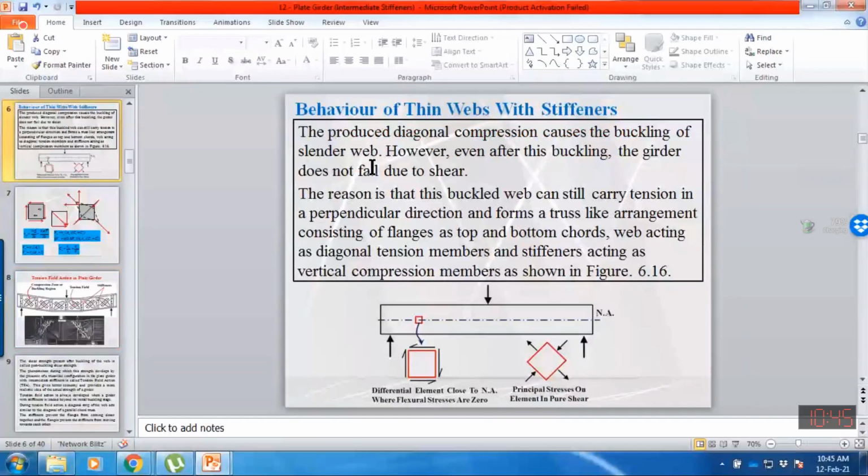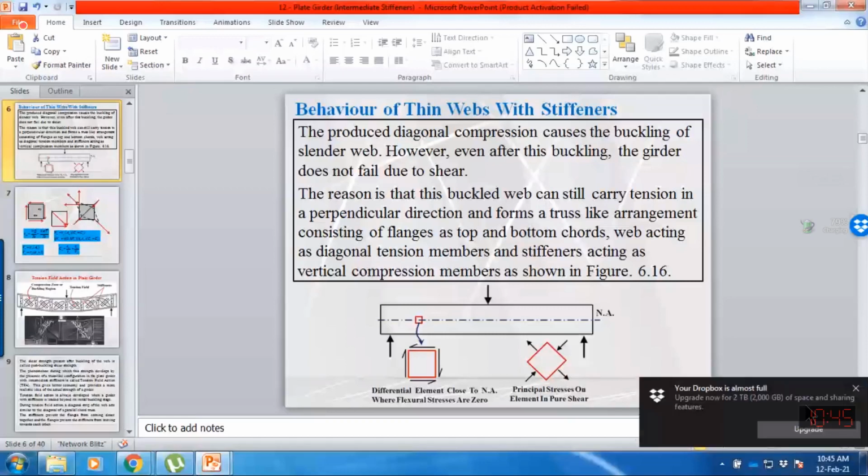Now we will study the exact definition. The produced diagonal compression causes the buckling of the slender web. Even after this buckling, the girder does not fail due to shear if we are providing intermediate stiffeners. That is, this buckled web can still carry tension in the perpendicular direction. Perpendicular direction means in this direction we have compression, so buckling will occur along this section, but perpendicular to this compressive force, our plate girder is subjected to tensile forces. So steel is very strong in tension.